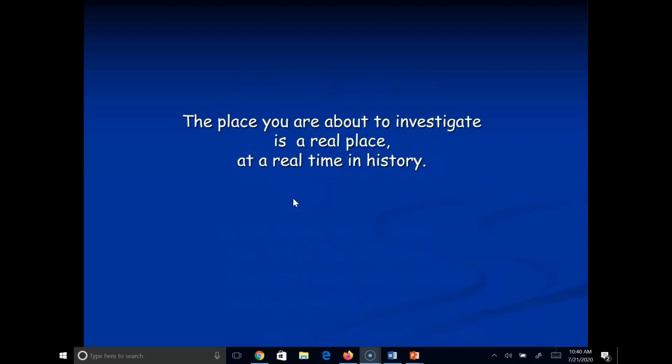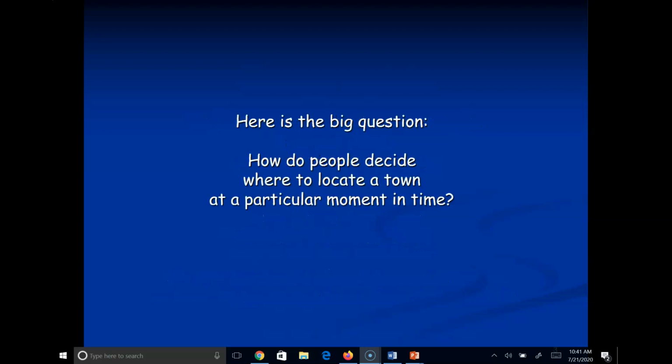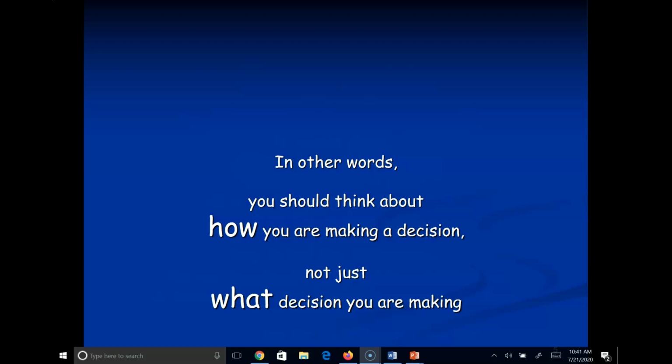The place you're about to investigate is a real place at a real time in history. One of your goals is to try to figure out where in the world this is. We're keeping its identity secret for now in order to focus on a more important question. Here's the big question. How do people decide where to locate a town at a particular moment in time? In other words, you should think about how you are making a decision, not just what decision you're making.